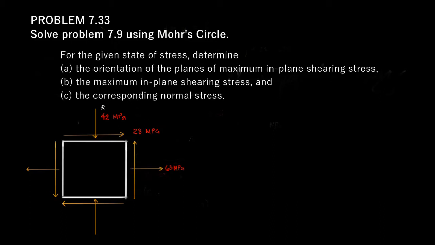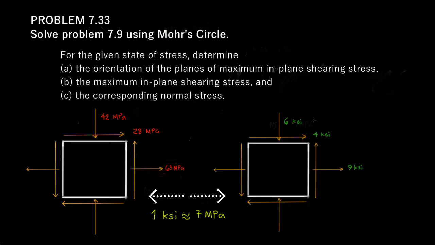We're given the state of stress right here, and we are asked to determine the orientation of planes of maximum in-plane shearing stress, the maximum in-plane shearing stress, and the corresponding normal stress. So what we're going to do is convert these values into kilopounds force per square inch, and this is the result. So let's jump into our problem.